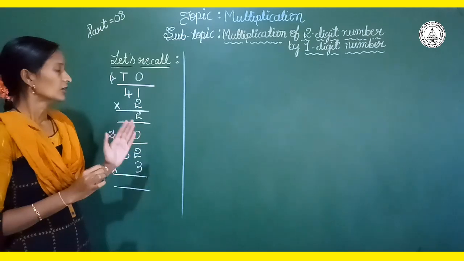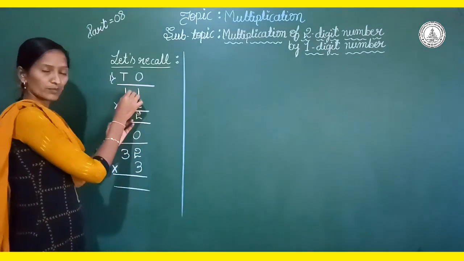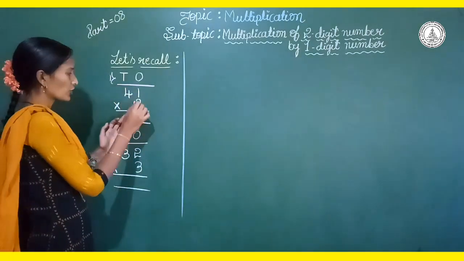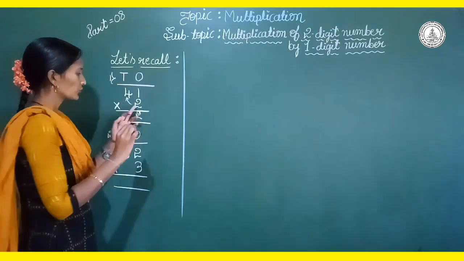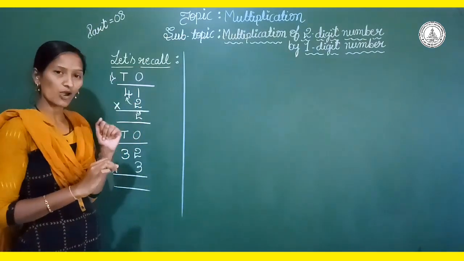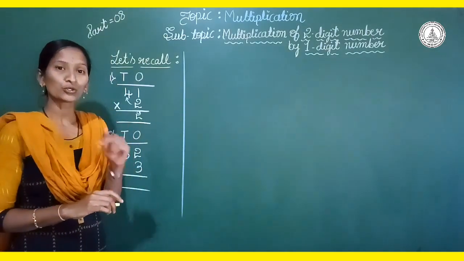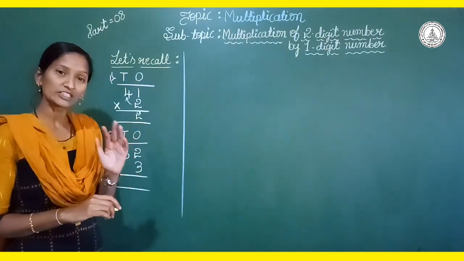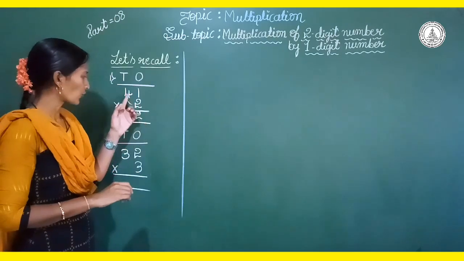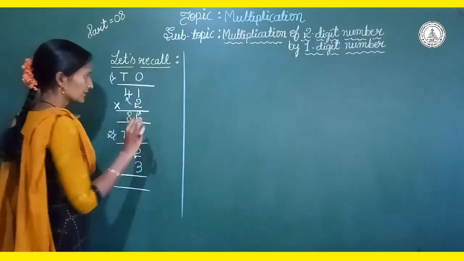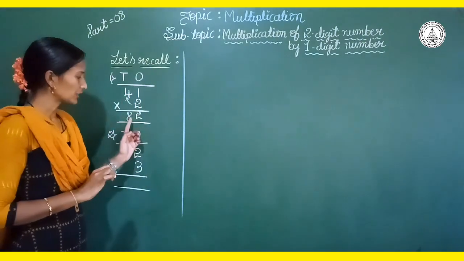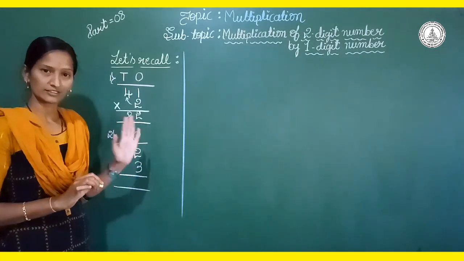The next, come to the next number, that is 4. So 4 into 2. 4 2s are equals to what? Yes, in the table of 2, 2 1s are 2, 2 2s are 4, 2 3s are 6, 2 4s are 8. So which is our product? 82 is our product, right?